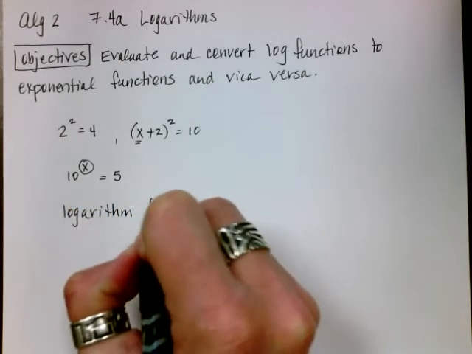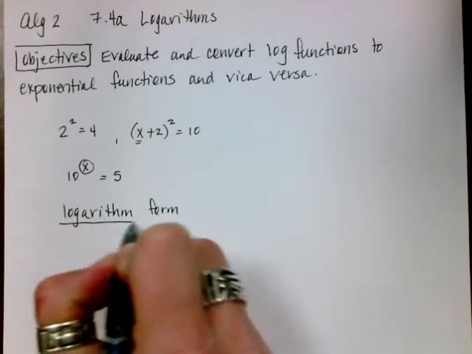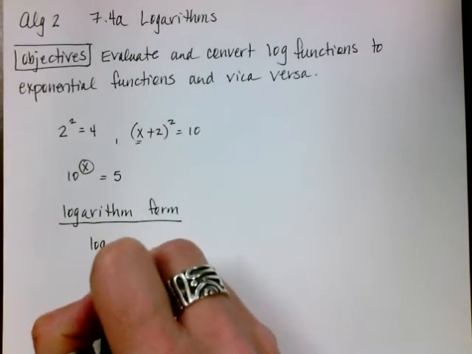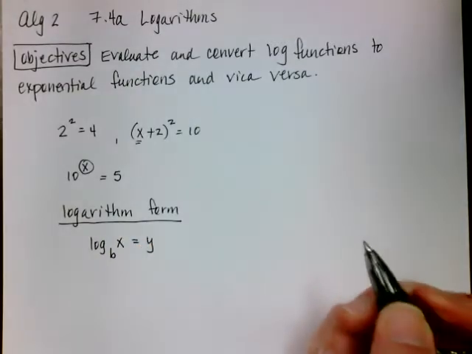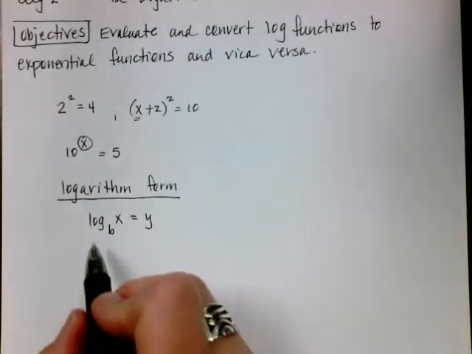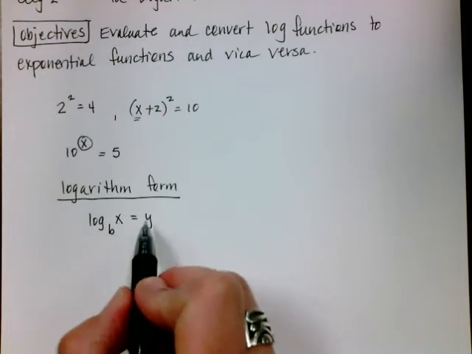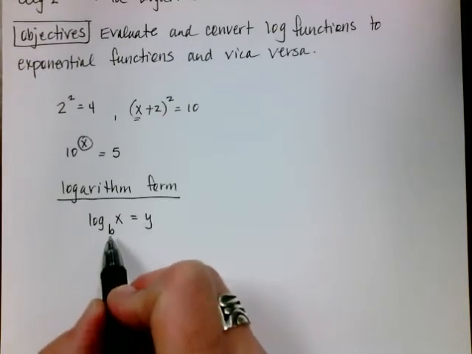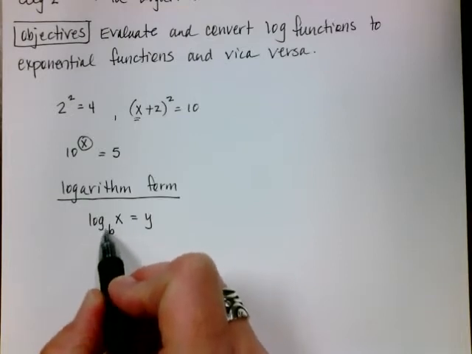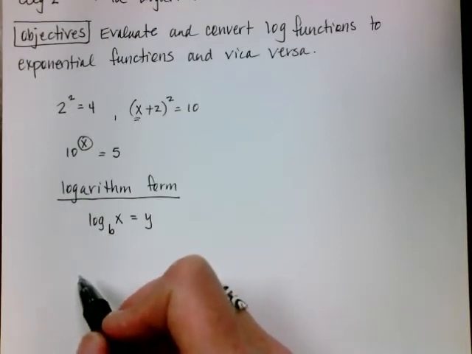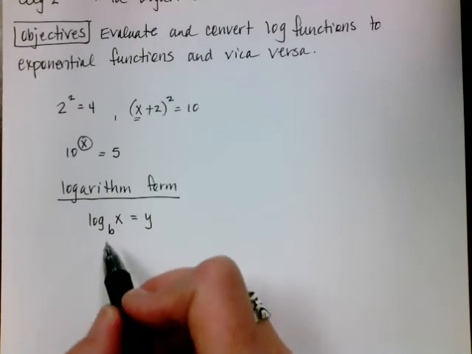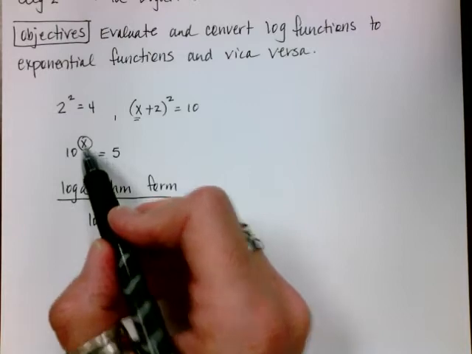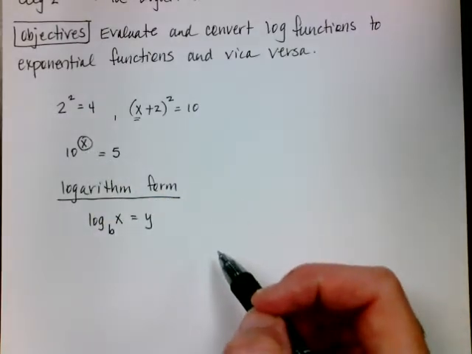So logarithm form, okay, is going to be the log base b of x equals y. So that's how you say it. I would say the log base b of x equals y. It is very important when you're working with logarithms to make a distinction that the b is a subscript, that it's low and not high, because we're going to have subscripts, we're going to have superscripts or exponents, so you want to be really careful with the way that you write it.